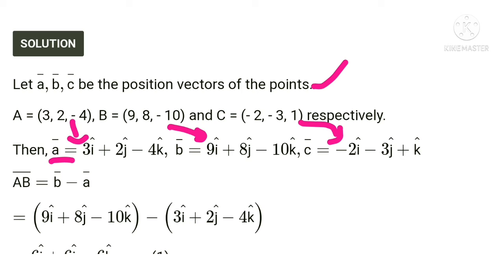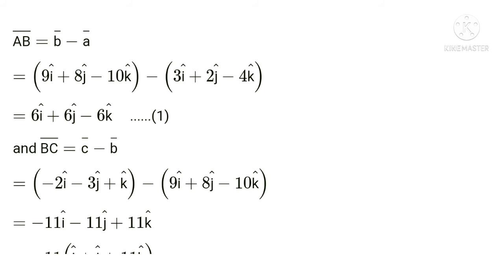Now you find AB bar. AB bar is equal to B bar minus A bar. Put the value of B bar and A bar. 9i cap minus 3i cap is 6i cap, 8j cap minus 2j cap is 6j cap, minus 10k cap and minus minus plus 4k cap is minus 6k cap.